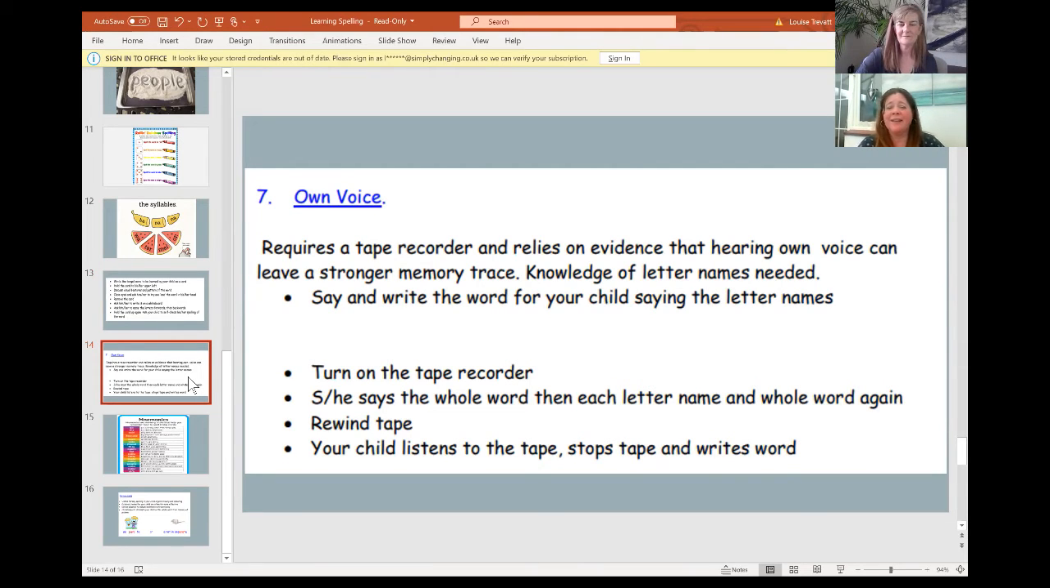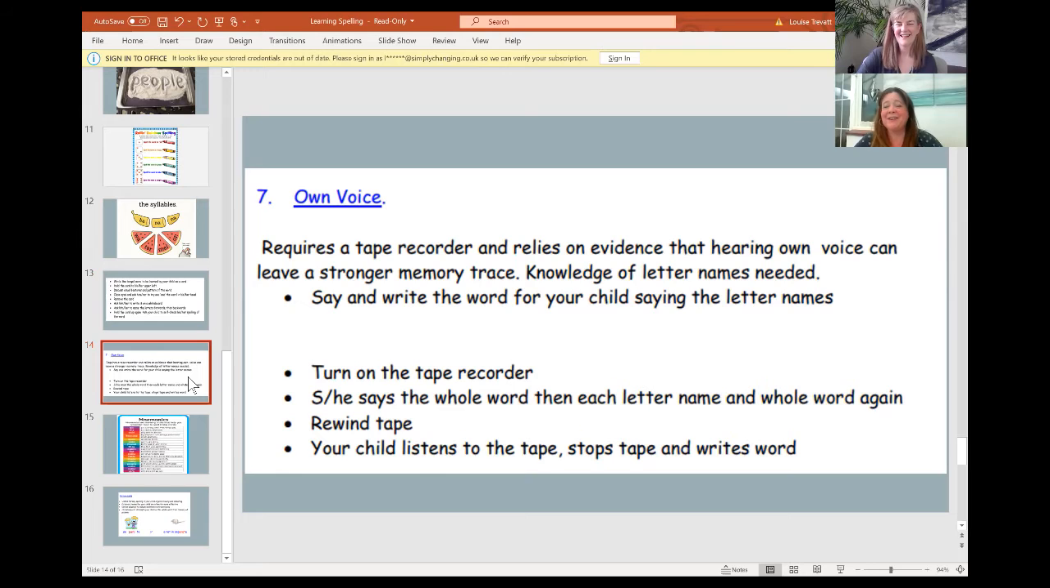And I love the fact it says tape recorder. I don't know if anyone has a tape recorder anymore, but we have so many other ways of recording our voice. So I think you get the idea of this. It's about recording your child's voice and allowing them to hear their own voice saying a word and spelling a word, basically. And children love, unlike us adults, hearing their voices.